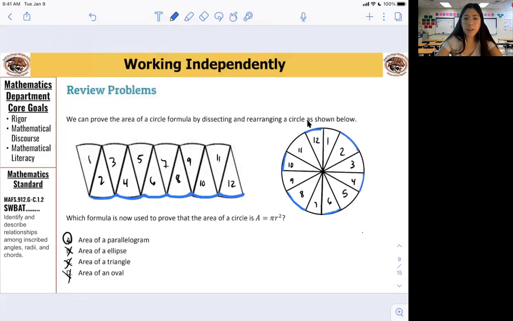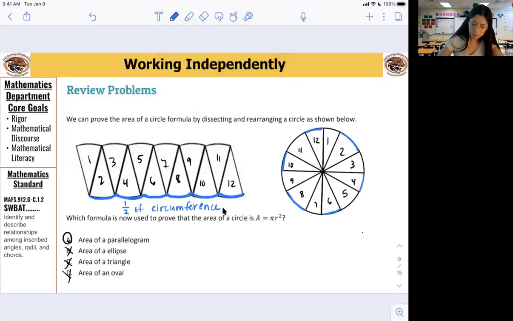Now the crust is on the outside, so the crust is the circumference. So how much of the circumference is represented by the blue line? Six out of 12. So like Tyrone kind of already said it, it's half of the circumference. Right? If we're only looking at the blue sections, that's 1/2 of the whole circumference.